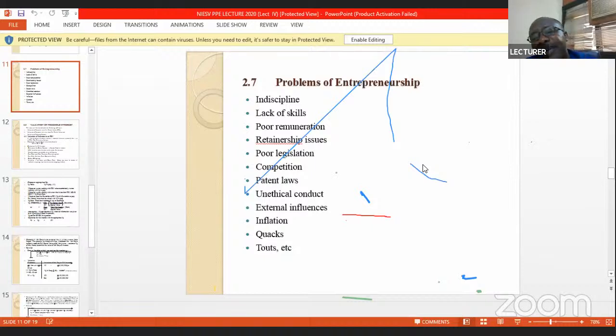And minimum wage is 30,000. You can see that the remuneration is too poor. Okay, thank you.